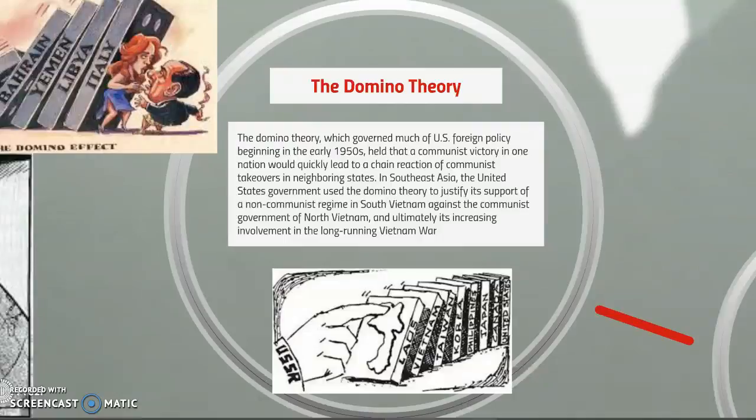The main pusher of the dominoes was the USSR, and the people that were trying to fix it was us. We were trying to stop the domino effect. And that's it.